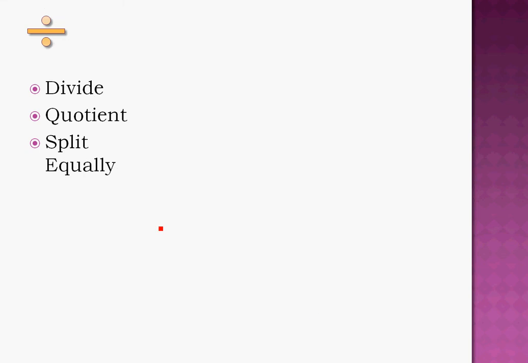Next we have this common symbol, which is typically known as divide or division. A fancy math word for it is quotient. Another way to think of division is if we talk about splitting equally. If I have 25 cookies and I want to split them equally amongst 5 people, that would be a division problem.